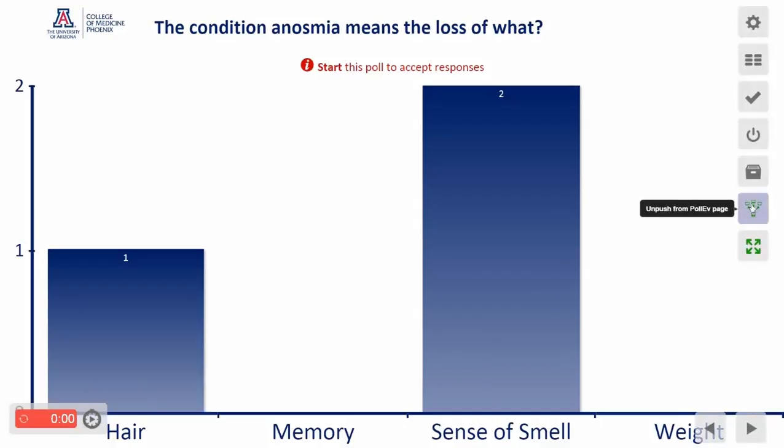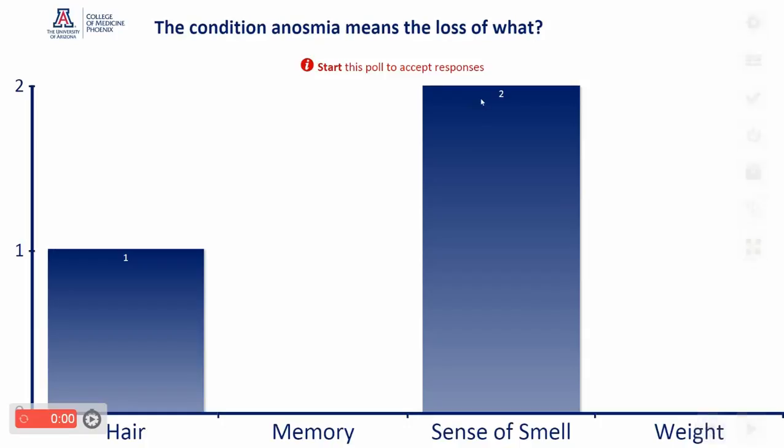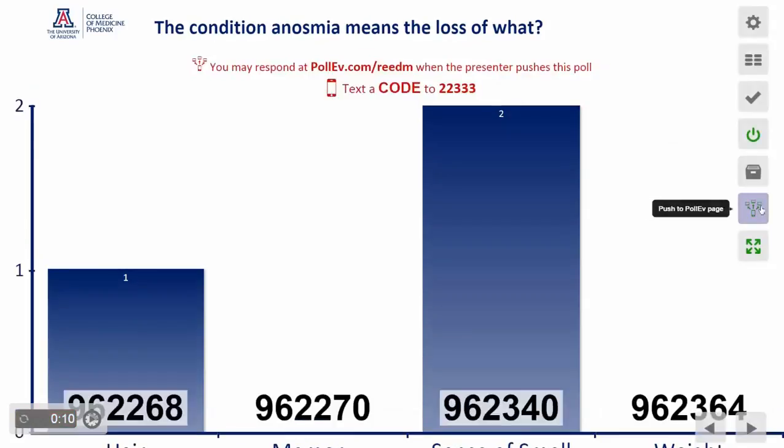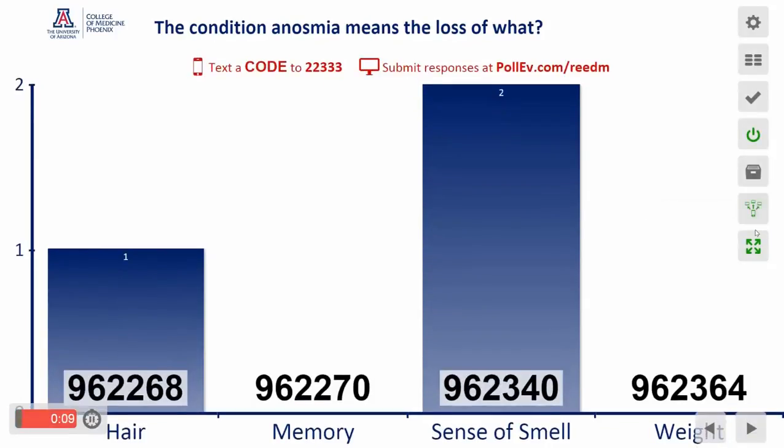On the right side here, this unpush from PollEV page button is also important. You also want that to be green if it's to appear on your personal website. If not, if I unclick that, it's not going to show up on the website. By default, these will be on, so you don't really have to worry about that. But if people are saying that they can't see it on the website, that little button on the right, the PollEV page button, is important to remember.